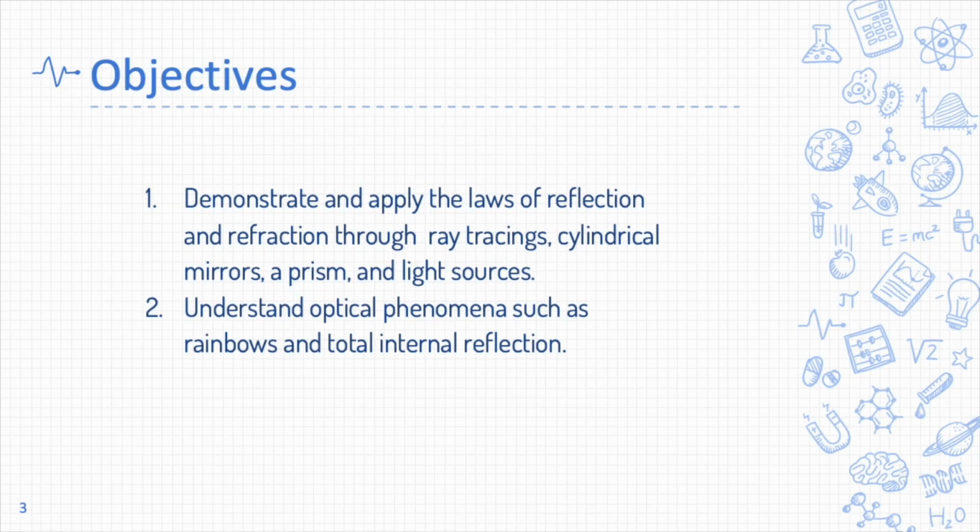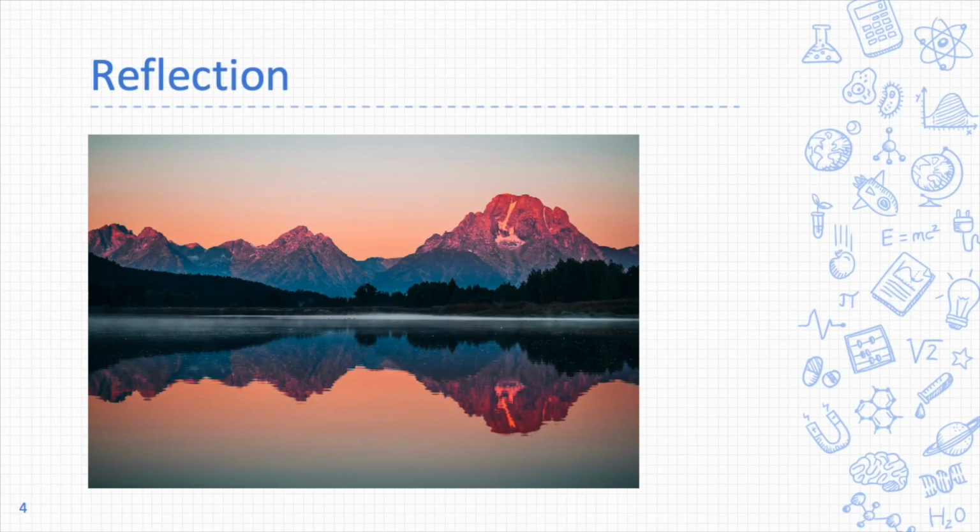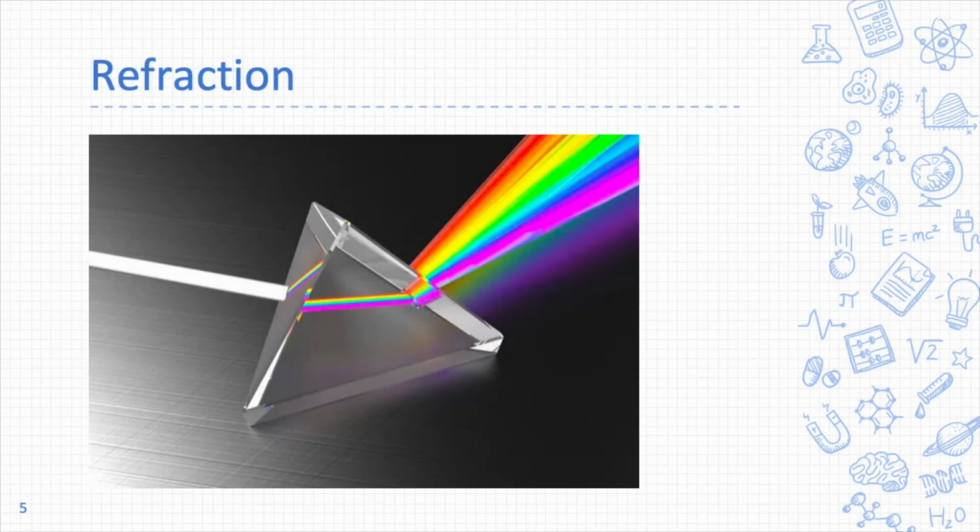Our objectives in this lab are to demonstrate and apply the laws of reflection and refraction through ray tracings, cylindrical mirrors, a prism, and light sources, and to understand optical phenomena such as rainbows and total internal reflection. Here's an example of reflection in nature and refraction through a prism.